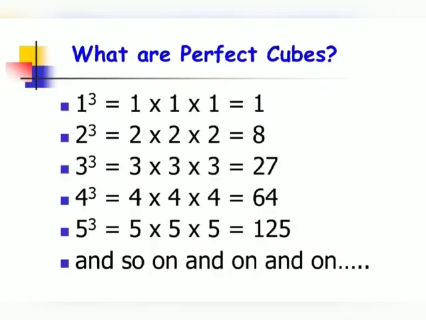So let us discuss some more cubes now. 1 cube is 1, 2 cube is 8, 3 cube is 27, 4 cube is 64 and 5 cube is 125. Means all these numbers are perfect cubes.